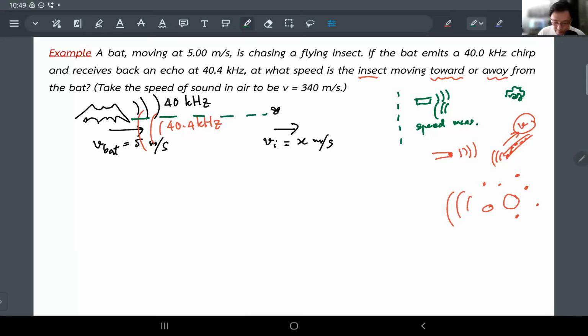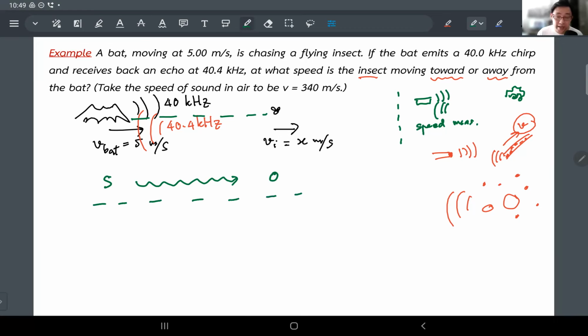The upper half: the bat sends out the wave toward the insect. Sorry, come again. On the way toward the insect, the bat is sending out the signal. So the bat is now the source and the insect is the observer. Cool. That's the first half of this whole process right here.